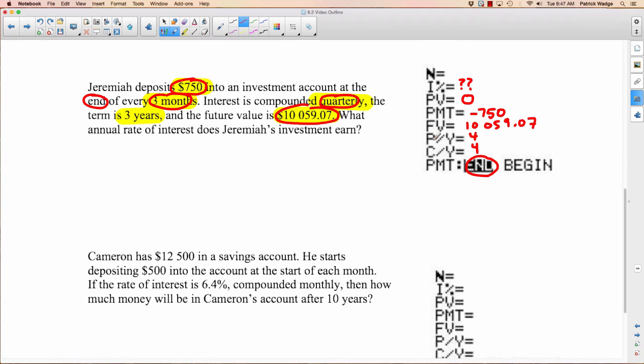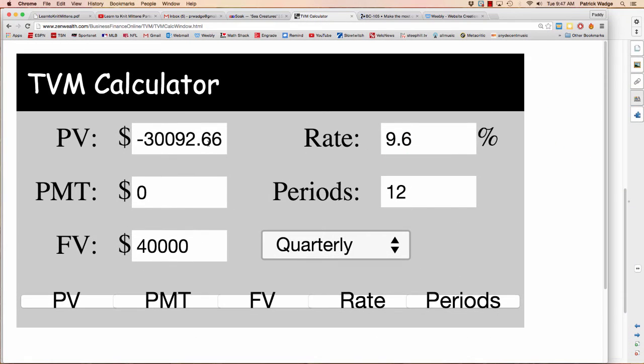There's actually nothing in there right now. And how many times is he going to get interest calculated? Well, he gets it 4 times per year, and he's leaving the money in for 3 years. So 4 times 3 is 12. Here we go. The present value is 0. The rate that you're getting is, we don't know. That's the thing we're trying to figure out.